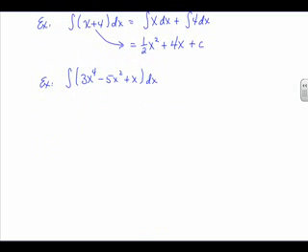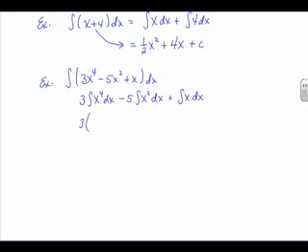Same thing with the next problem that I have written down. 3x to the 4th minus 5x squared plus x is the integrand. So I need to make it clear that I am anti-differentiating all of that, put it in parentheses. Then you can break it down further, and I can rewrite this as 3 times the integral of x to the 4th power dx minus 5 times the integral of x squared dx plus the integral of x dx.